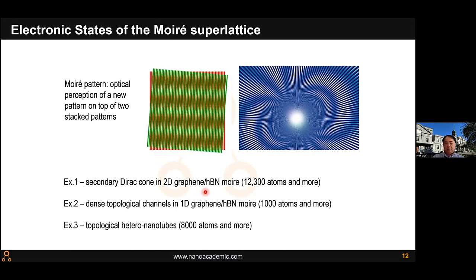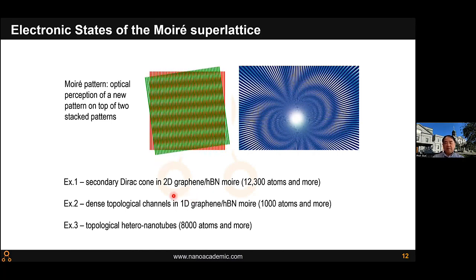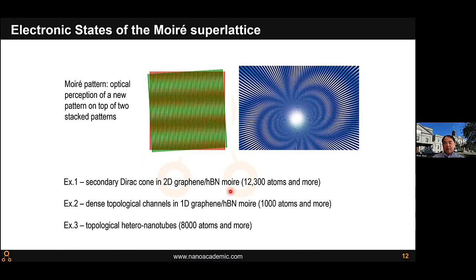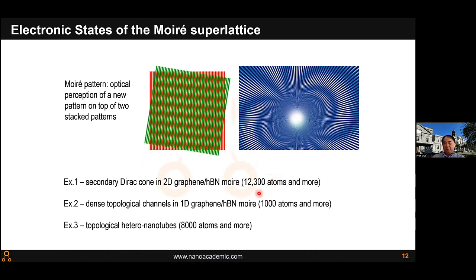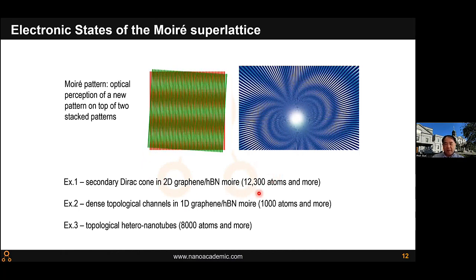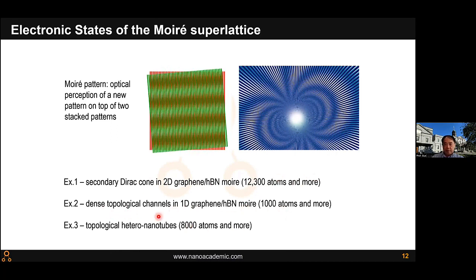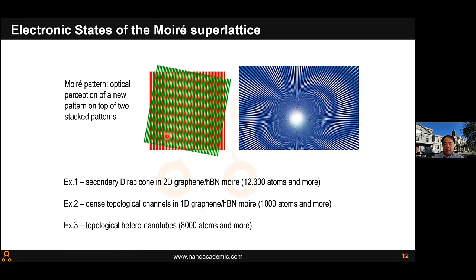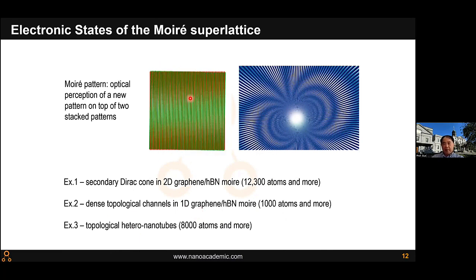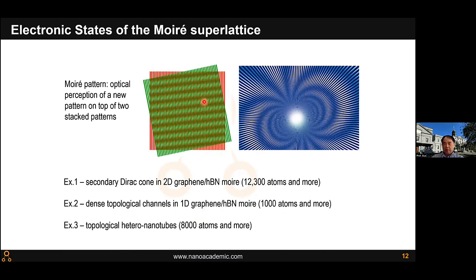Experimental people are studying this. We are interested in this. But in order to do this, you have to solve a huge number of atoms, and our tools are perfect for this. Okay, so I'm going to very quickly go through this, but I want to focus on some really interesting topological states that actually get built up in this two-dimensional Moiré structure.